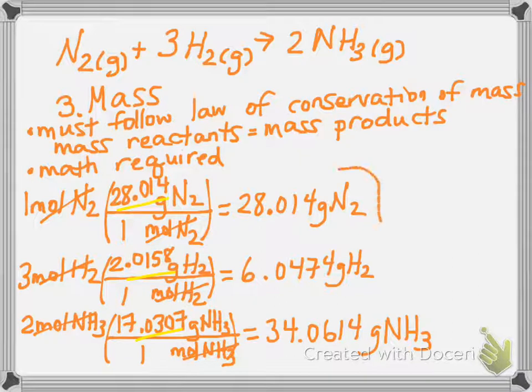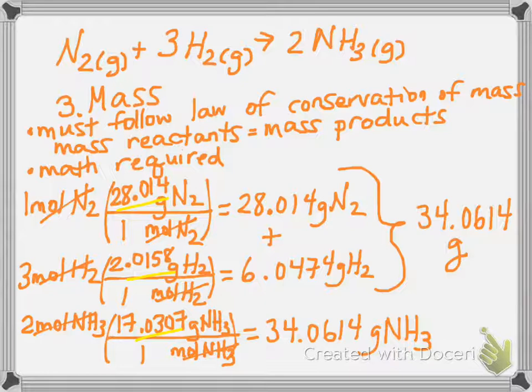So remember, these are my reactants. So when I add these two together, hopefully I get 34. So notice I've proven my law of conservation of mass because the mass of my reactants, the nitrogen and the hydrogen added together, is the mass of my product, which is ammonia.